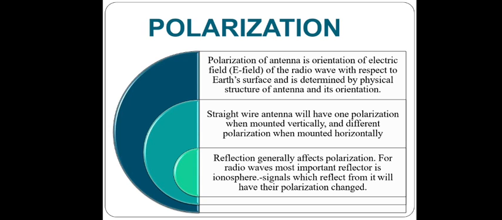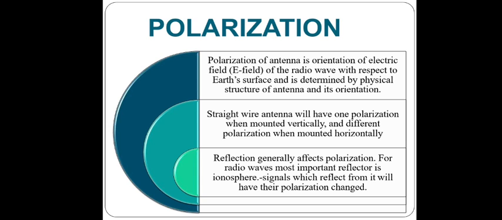If the axial ratio is equivalent to 1, then that is called circular polarization. If the axial ratio is more than 1, that is called elliptical polarization. If the axial ratio is infinite, it is called linear polarization. So that is the polarization.